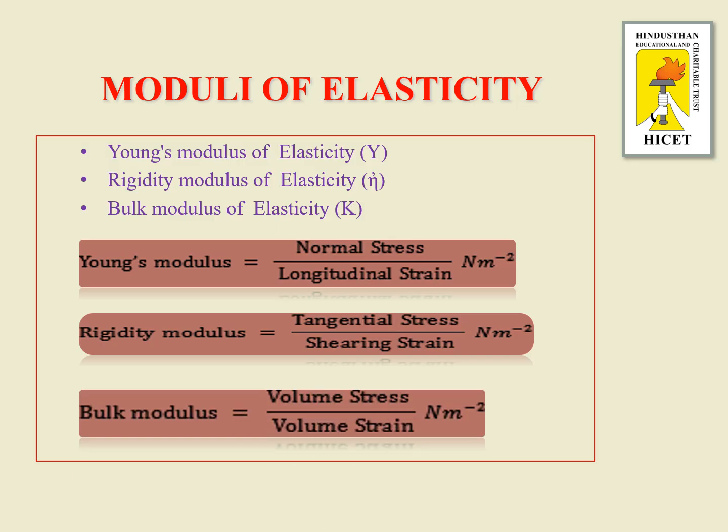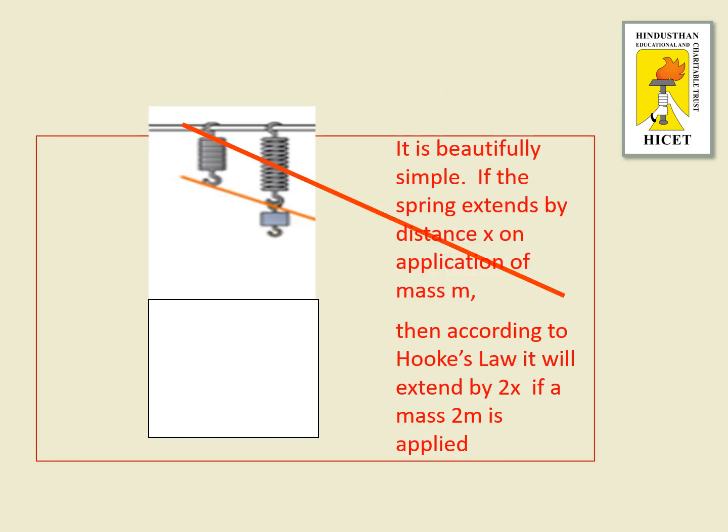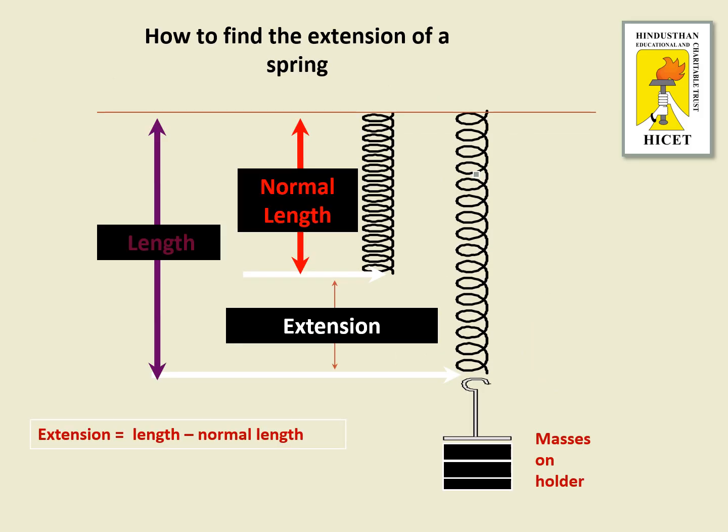The next one, bulk modulus, is defined as the ratio between volume stress to volume strain, that is change in volume to the original volume. Its unit is also Newton meter to the power minus 2. So let us now depict this Hooke's law with a small example, that is extension of springs.